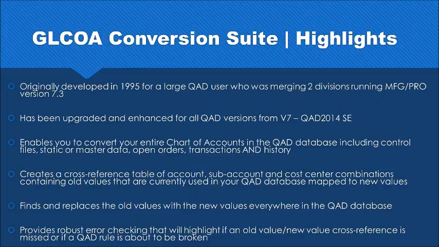It provides some nice, robust error checking that will allow you to highlight if you have any old or new cross-references that might have been missed in your mapping, or perhaps if you have a QAD rule that's about to be broken, say a change of currency on an existing account number. If QAD won't let you do it, we try not to do the same.